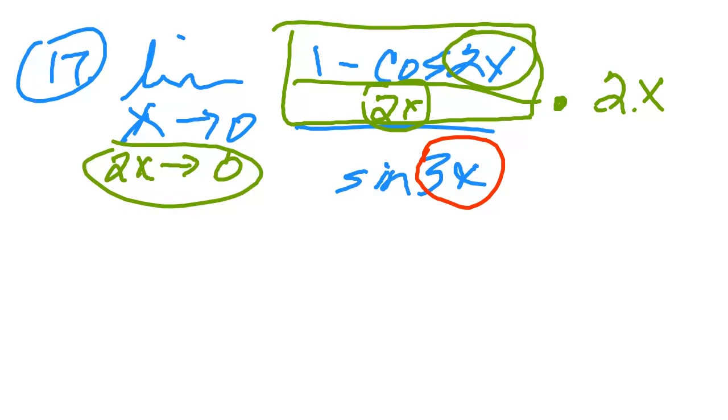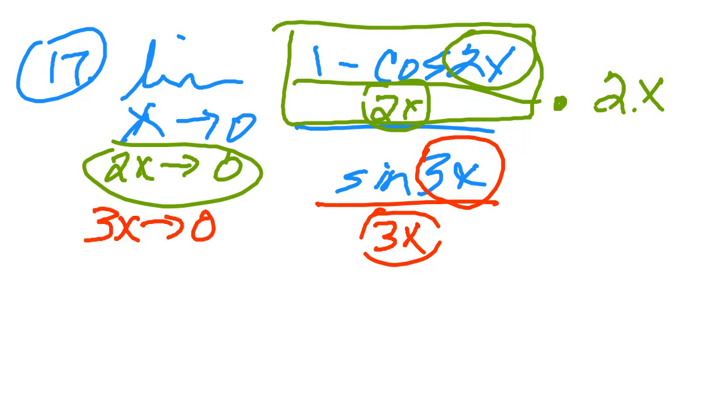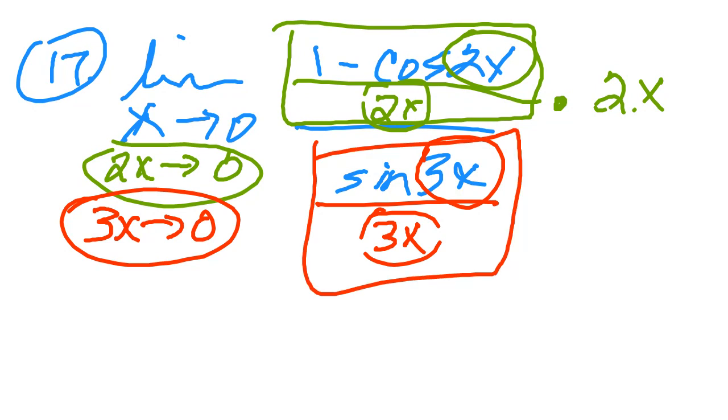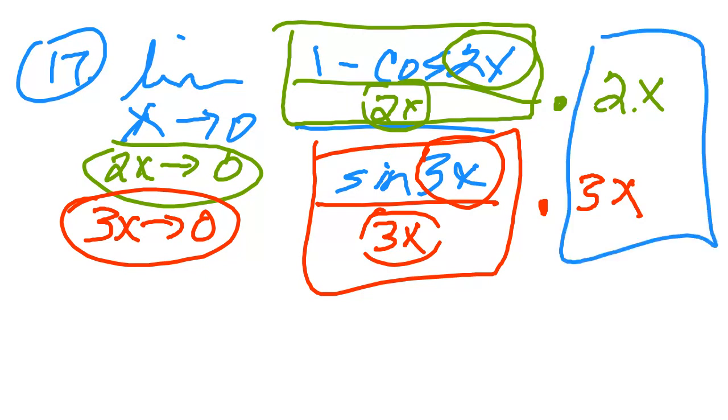I've got sine of 3x, but I could have sine of 3x over 3x if I do that. And of course, as x approaches 0, 3x approaches 0. I would have something that looks like my theorem, but I divided by 3x there, so I'd also have to multiply that by 3x, right? And then once again, now I can say, hey, 2x over 3x, those x's cancel out because x doesn't actually hit 0.